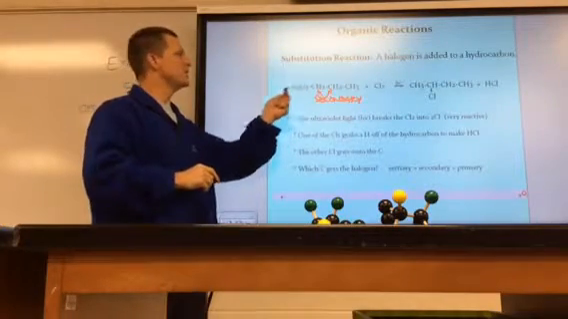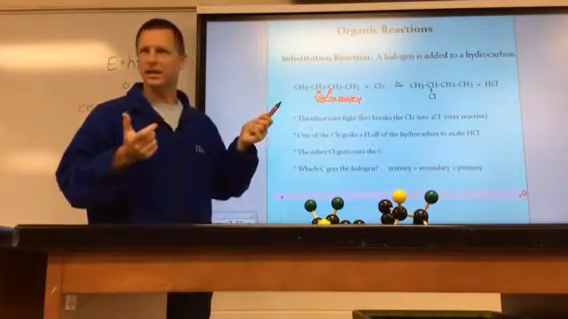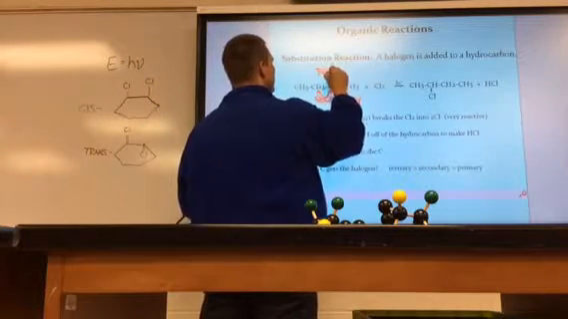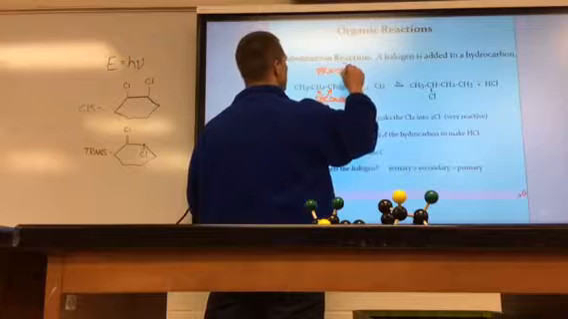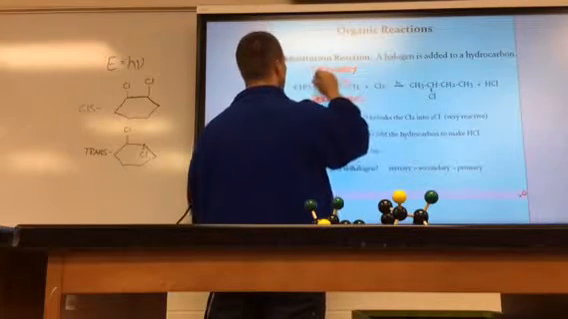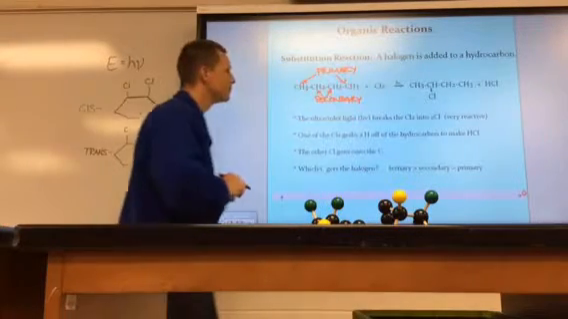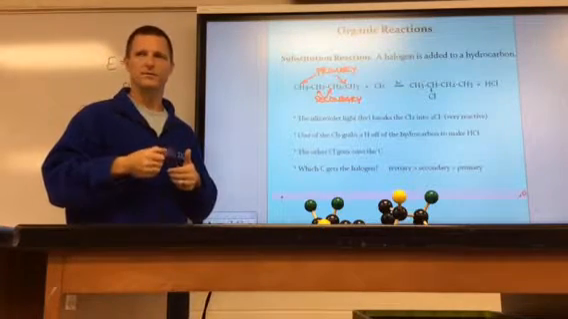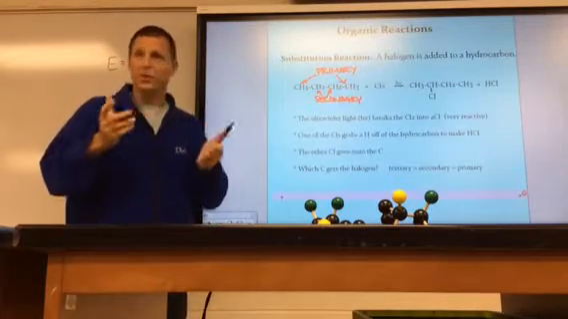When a carbon is attached to two other carbons, it's a secondary carbon. A carbon attached to only one other is a primary carbon. There are no tertiary carbons. What do you think a tertiary carbon would be? It's a carbon attached to three other carbons.